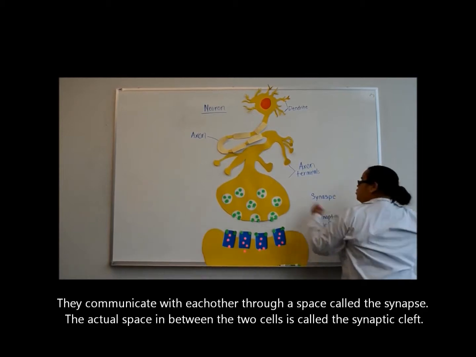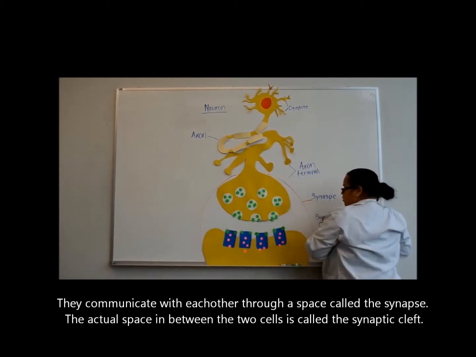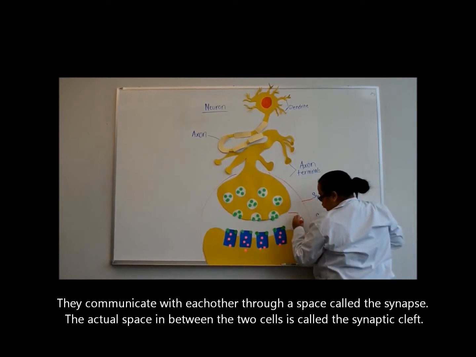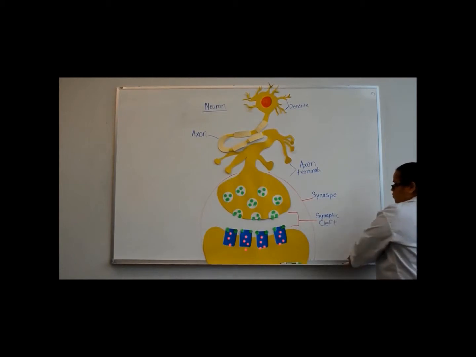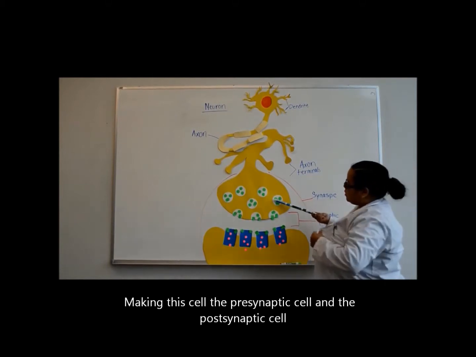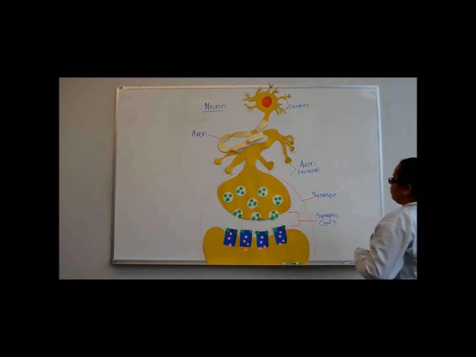They communicate with each other through a space called the synapse. The actual space in between the two cells is called the synaptic cleft, making this cell the presynaptic neuron or cell and the postsynaptic cell.